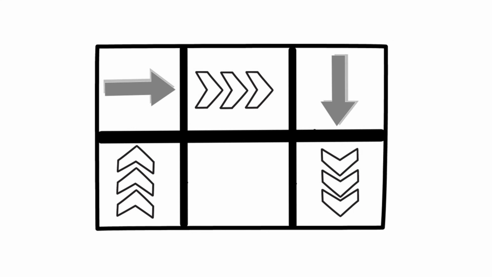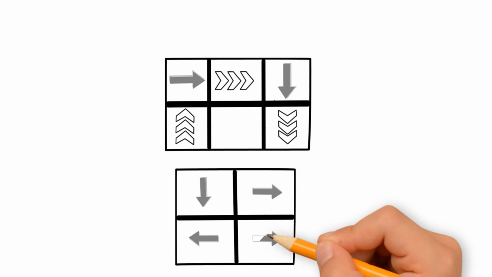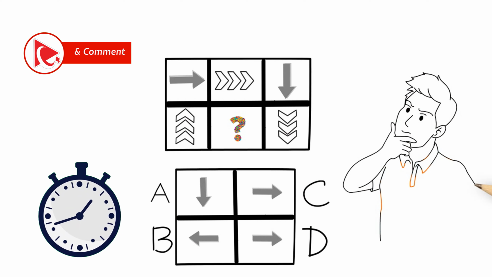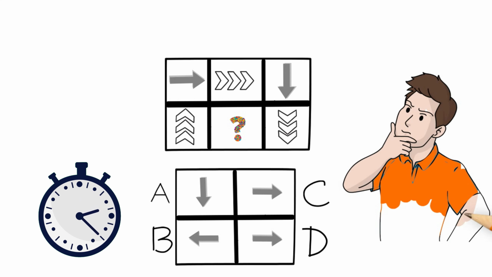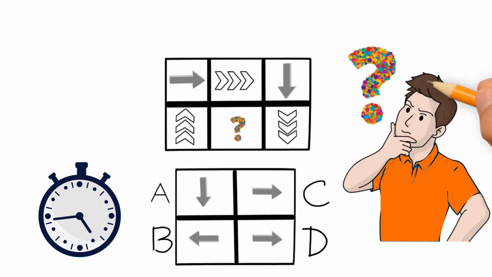You're presented with 4 different choices to identify the missing shape, which is highlighted by the question mark. You have choices A, B, C, and D. Give yourself 10 to 15 seconds to see if you can identify the right answer. Did you figure out the correct answer? Let's continue to see if we can get to the correct solution together.